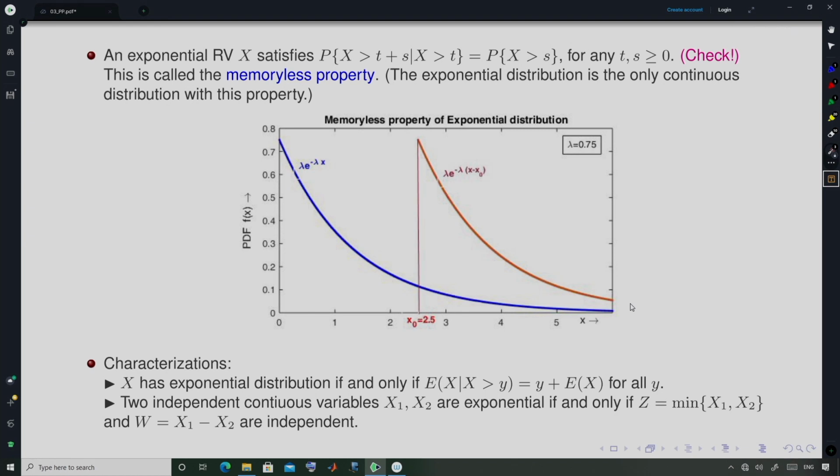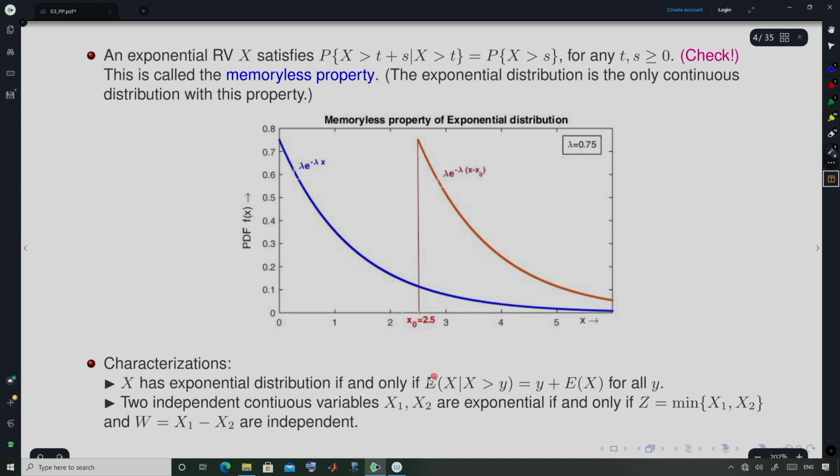There will be many characterizations. Of course, the memoryless property is one, because you can think that this is the only one. When you show that, that is what it would mean: x has an exponential distribution if and only if this holds.